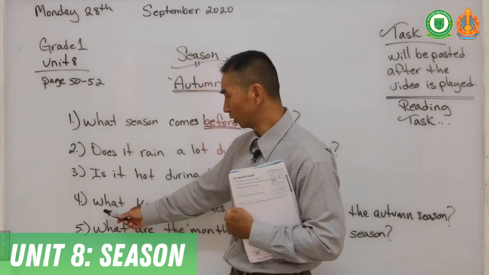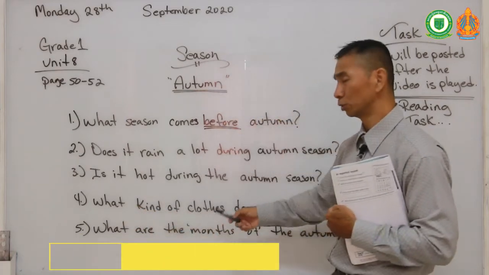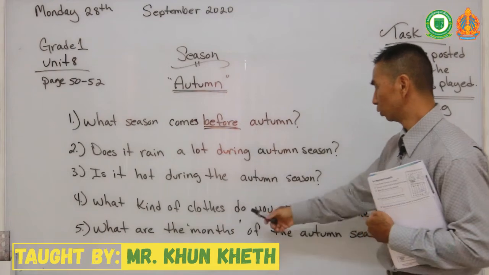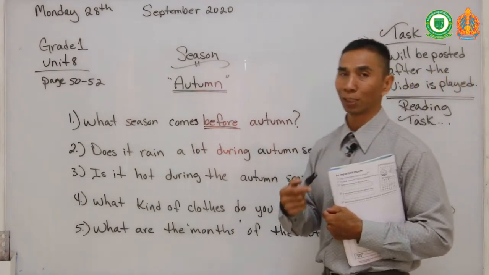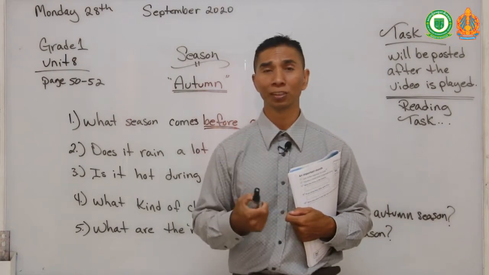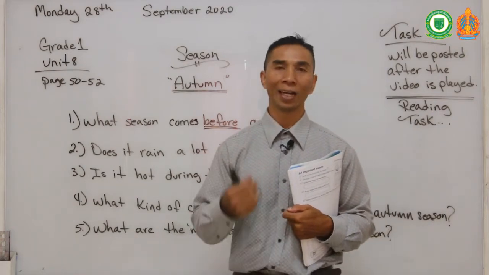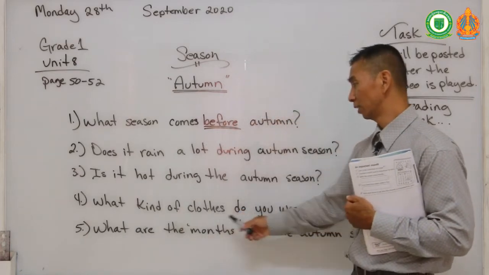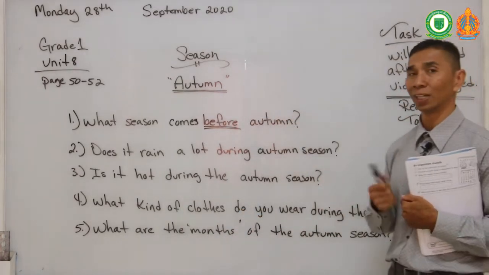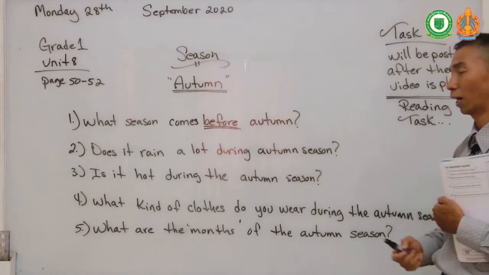And my fourth question to you is, what kind of clothes do you wear during the autumn season? Again, we talked about summer last week, and you said for summer you like to wear shorts and t-shirts and something light. Do you wear the same thing during the autumn season? Yes or no? And please explain why.